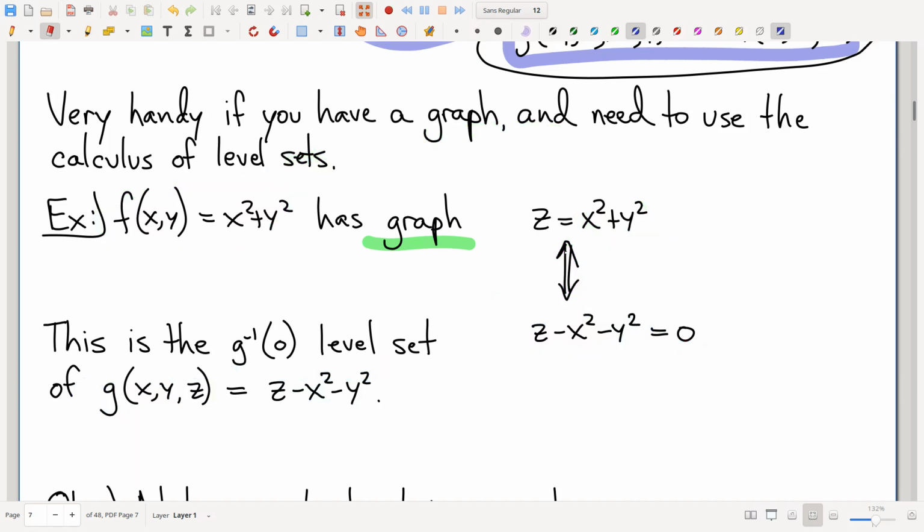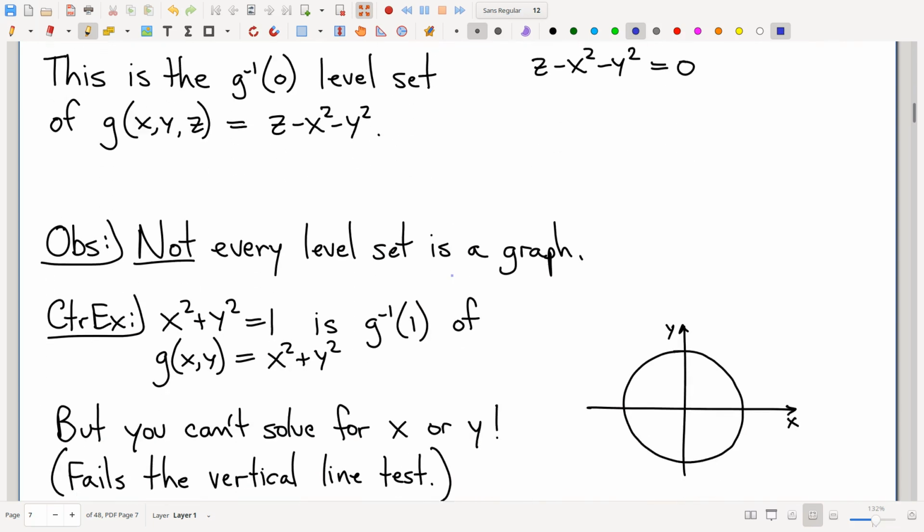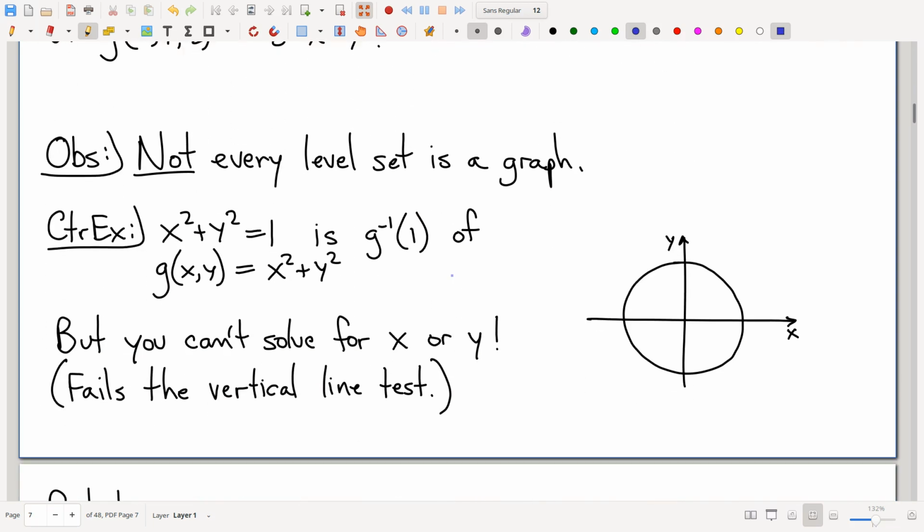Neat trick. Very handy. Tragically, it only goes one way. Every graph is a level set, but not every level set is a graph. Easy examples. Here is a level set.